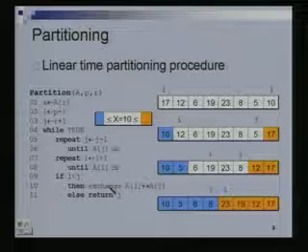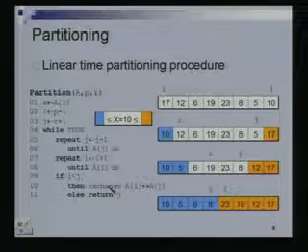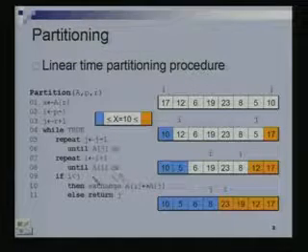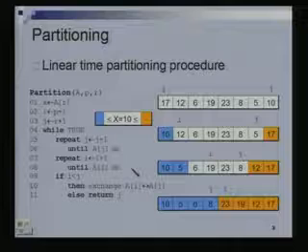Right? Questions? Someone is trying to say something. No? Okay. Yeah. So it's a simple way.